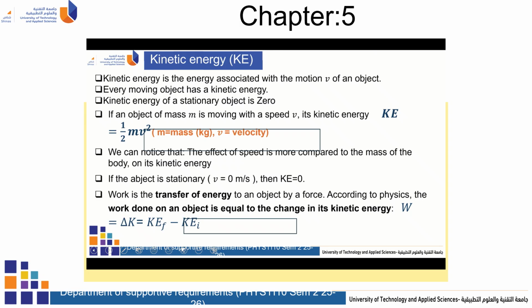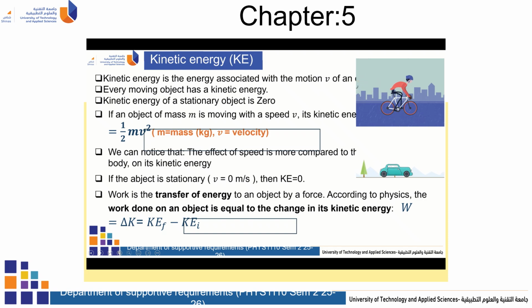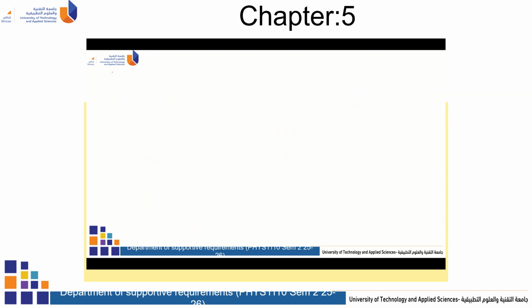Here too much information is given about the kinetic energy, and I am writing it in a very brief way. The one rule about the kinetic energy is that the kinetic energy is equal to half the mass times the velocity squared. This is the formula for the kinetic energy.